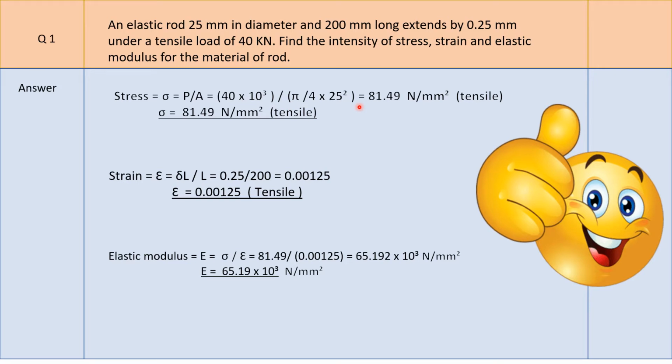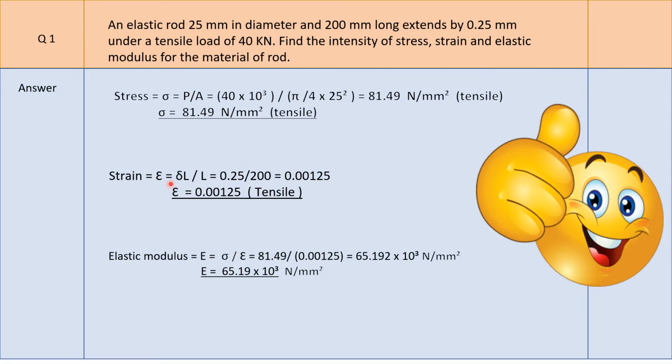Sit with your scientific calculators and check whether you get the same answer, that is 81.49 Newton per mm square. Now the force P is tensile, so stress also will be tensile, and this is the answer. Sigma is equal to 81.49 Newton per mm square. In the bracket write down tensile. Now let us calculate strain.